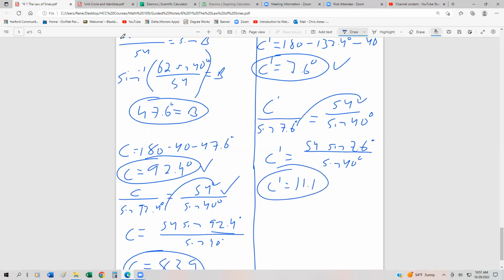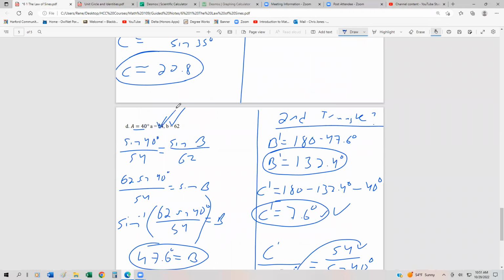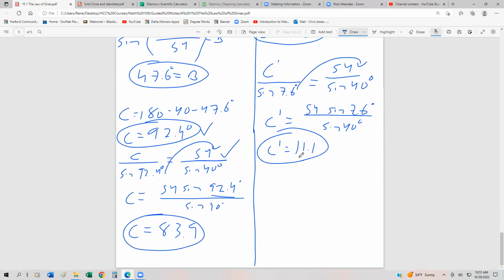Now that should be the smallest, because remember, this is the smallest angle. So 11.1 should be smaller than the other two sides. It's significantly smaller, which makes sense because our other two angles are significantly bigger than 7.6 degrees. So that's the ambiguous case.